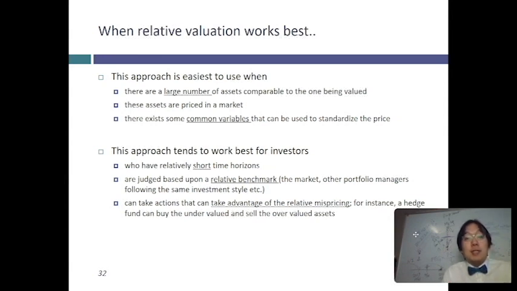These assets are priced in a market, right? So you need an open market where you can see the fair market price. There exist some common variables that can be used to standardize the price, for example, net income, accounting earnings. Some common variable has to be there. This approach tends to work best for investors who have a relatively short time horizon, because the mispricing in each component stock in our comparable set will be corrected in a short amount of time, like 2 months, 3 months, not 2 years, 3 years down the road, okay?